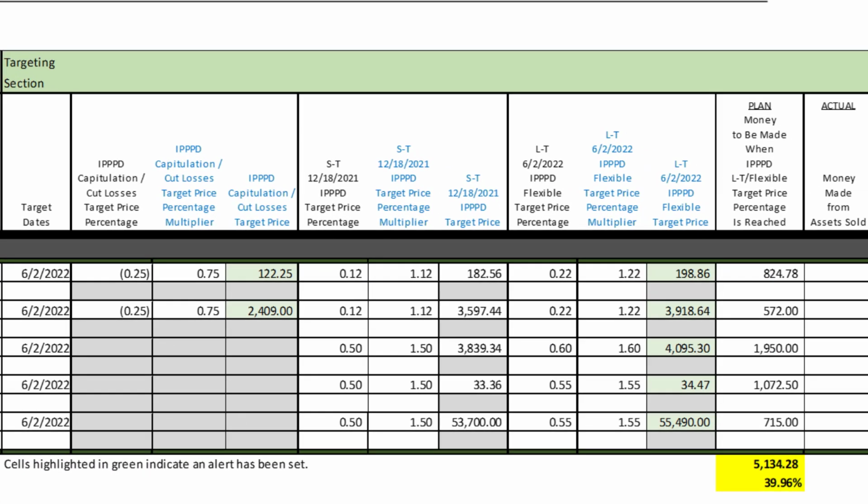The first column in the targeting section is target date. In the investment project purpose and procedures document, the default date for dispensing assets is June 2nd, 2022. The next 3 columns address downside risk. Prices can go against us, and in our IPPP document, stock losses are cut at 25% if the company of the stock loses 25% of its assets or 25% of its capacity to generate earnings.